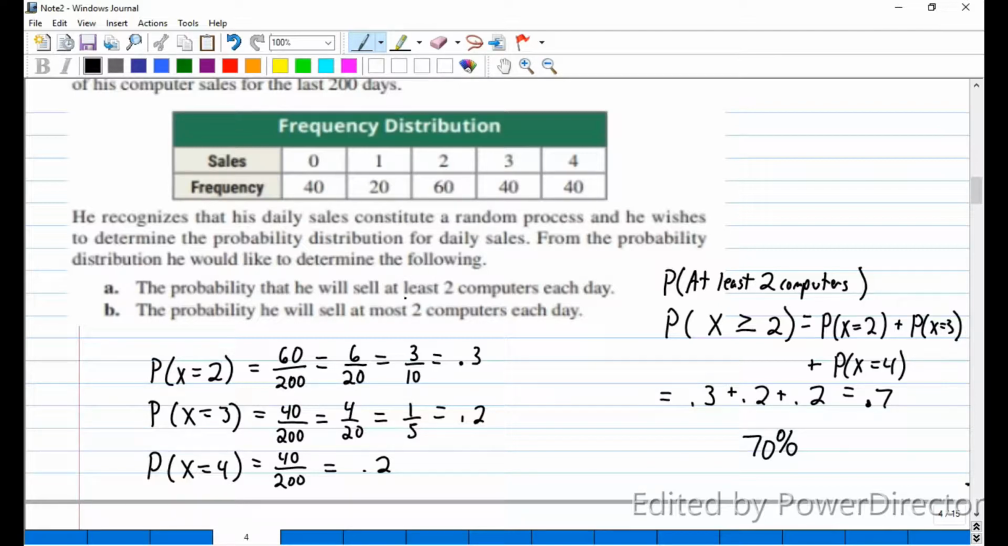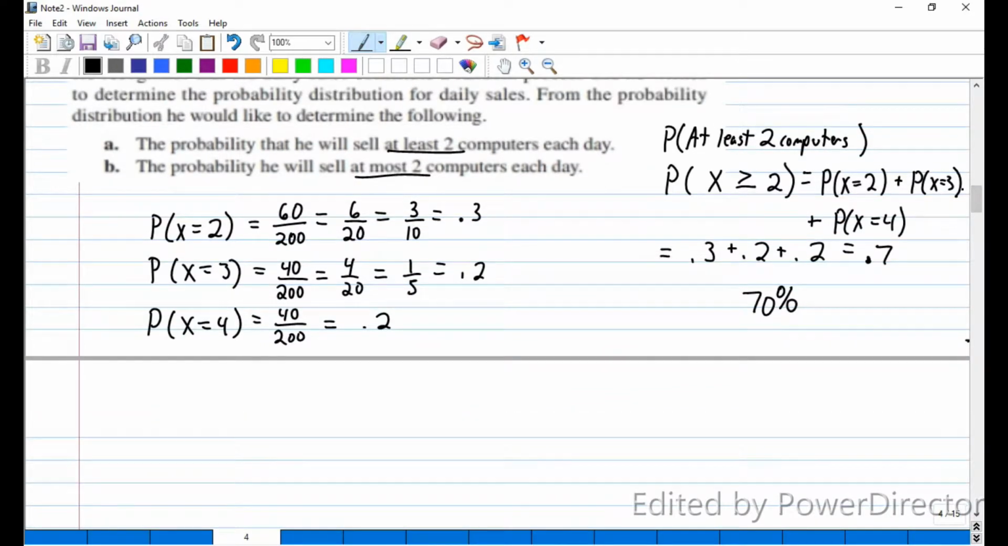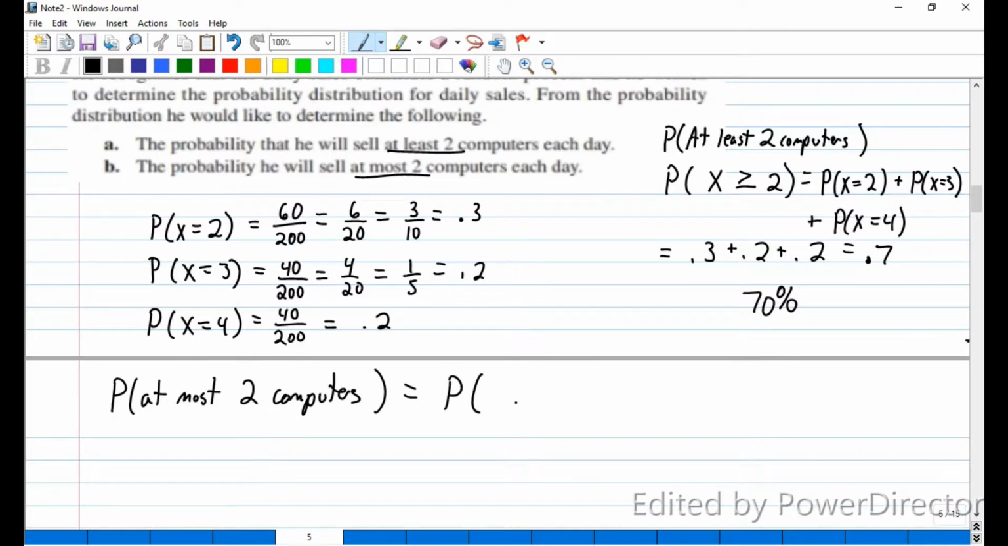Oh, part A. Yeah, part A is at least. So now let's do at most. So part B was at most. How could we write that? The probability of at most 2 computers. If we write that using math symbols, where x is the number of computers, what does at most 2 mean? That would be less than or equal to 2, right? At most 2. So that's 2 or 1 or 0. Okay?